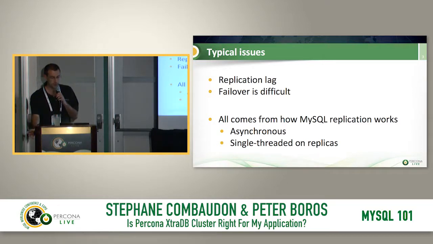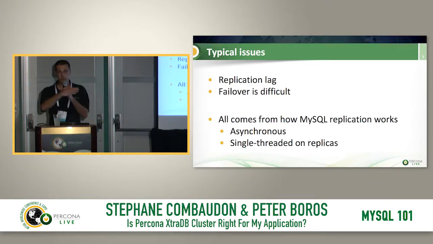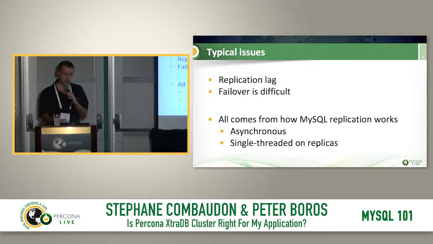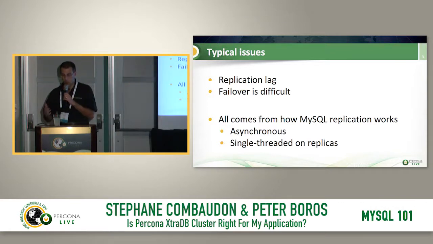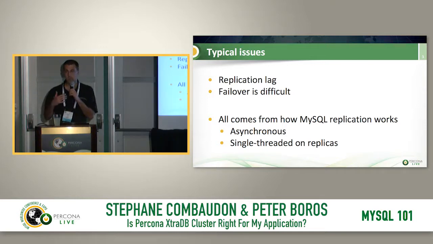And the second thing is replication is single-threaded, which means that on the master, you can commit in parallel. You can have 5 threads, 10 threads, 30 threads writing and committing in parallel. Well, on the slaves, only one thread. So that's why sometimes you have replication lag, simply because one thread is not able to run as many queries, as many commits as multiple threads.